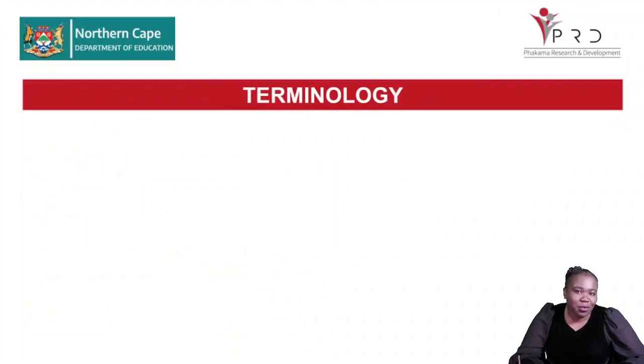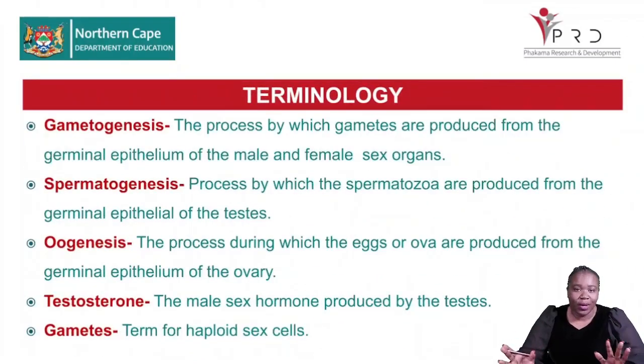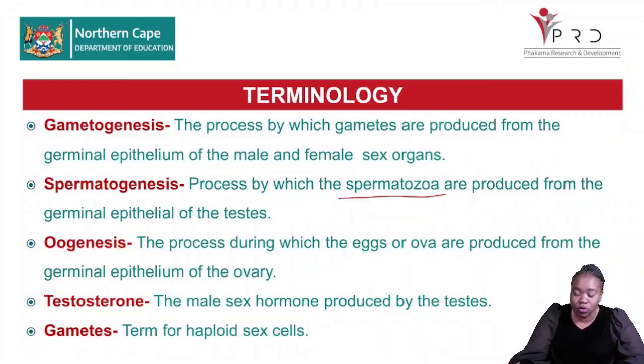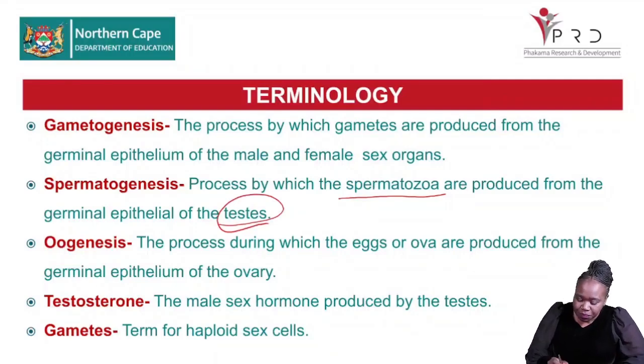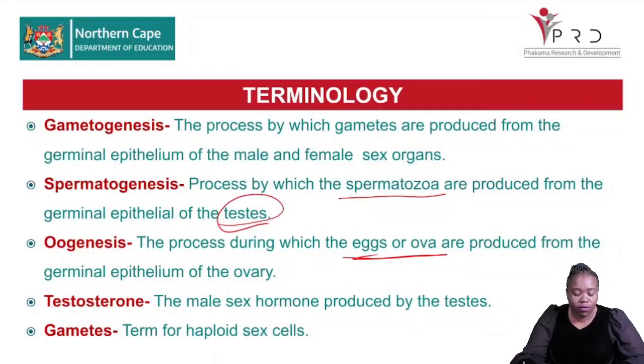Let's have a look at our terminologies before we move on to our lesson now. So the first one is gametogenesis, which is the process by which gametes are produced from the germinal epithelium of the male and the female sex organs. Secondly, we have spermatogenesis. So remember, gametogenesis would be the overall name for both spermatogenesis and oogenesis. So spermatogenesis would be the process by which spermatozoa are produced from the germinal epithelium of the testes, specifically in the males, whereas oogenesis would be the process during which the eggs or the ovum are produced from the germinal epithelium of the ovaries, which is in females.